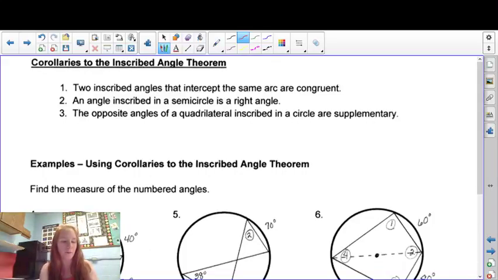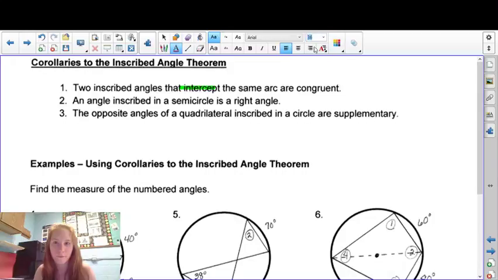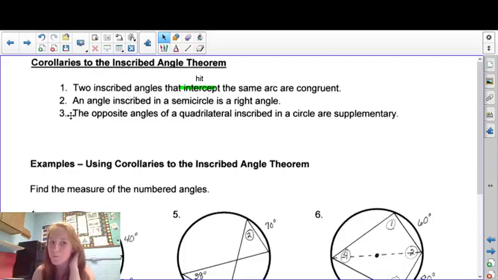Corollaries, remember from Math A, a corollary is something that follows directly from a theorem. So I've got some corollaries describing inscribed angles. Two inscribed angles that intercept, which means hits or create. I like the word hit better so I can see that, boom, they're touching. So any two inscribed angles that hit the same arc are congruent, which means they're equal.